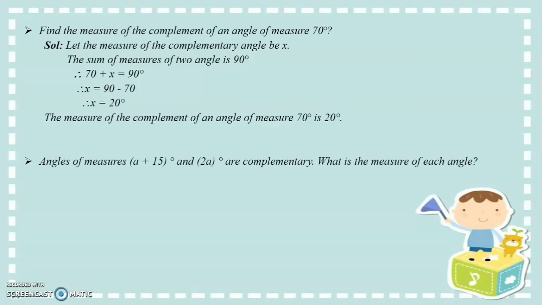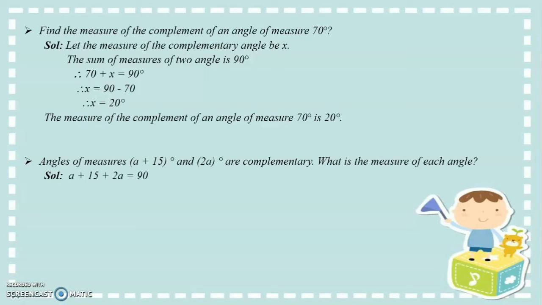The second sum says angles of measures (a plus 15) degrees and 2a degrees are complementary. What is the measure of each angle? So they have given us an unknown measure. We have to find the exact number, that is, the measure of the two angles. As we know, a plus 15 degrees and 2a are complementary. That is given in the question. So they are complementary, that is, they add up to 90 degrees.